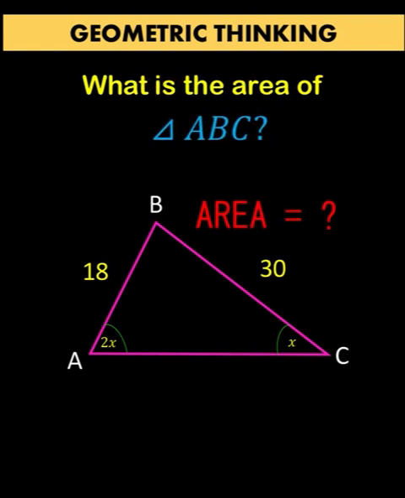We are given this triangle ABC and the measure of side AB is 18 units, the measure of side BC is 30 units. This angle here, angle A is 2x and angle C is x. We would like to find the area of triangle ABC. You can pause the video and see if you can solve this problem.